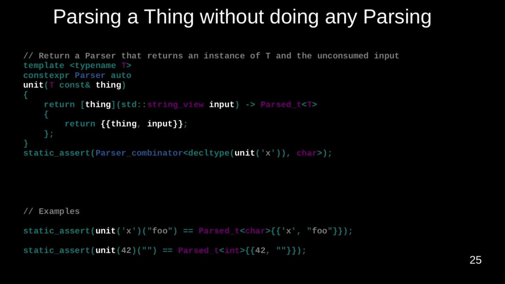So for example, if you call unit of x, you get back a parser, which makes x the result of whatever you parse. If you use unit of 42, you get the parsed int 42, with the empty string remaining. It can actually never fail because you're not doing any parsing.